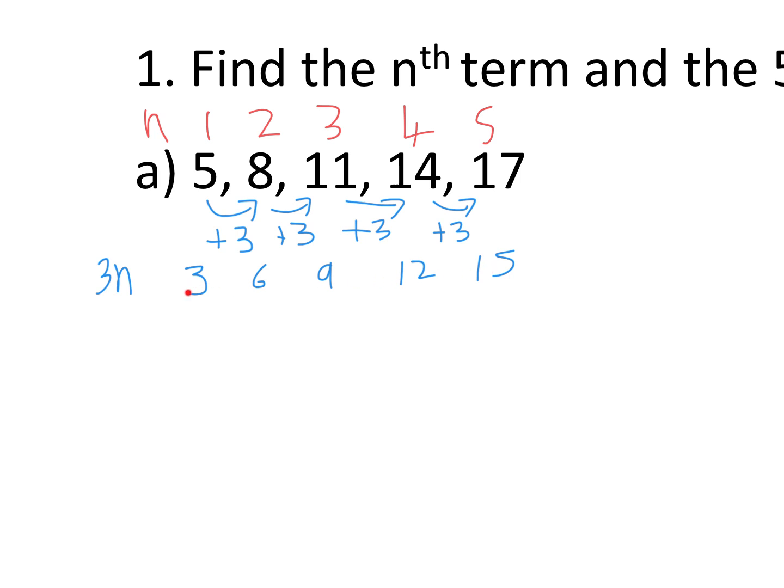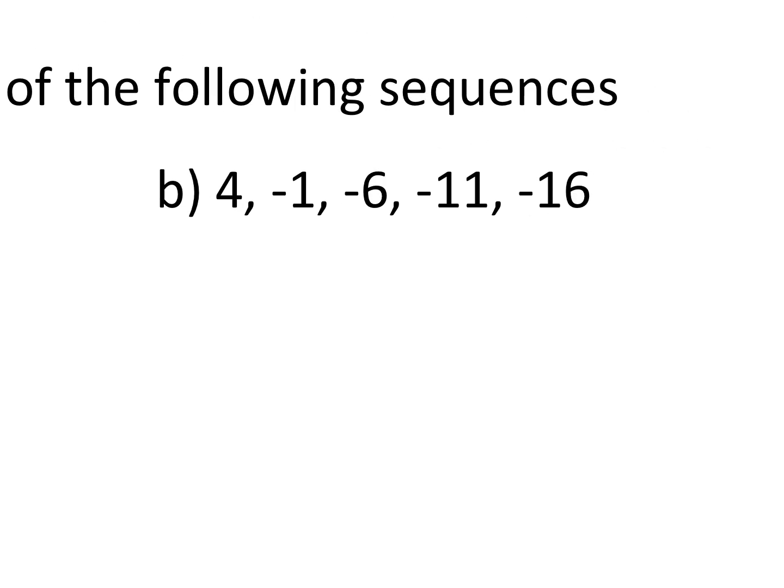If this is 3n, what would this one here be? Well, it's very, very similar because it goes up in threes, just like the 3 times tables, but it is 2 bigger. Every term is 2 bigger than the 3 times tables. So this sequence would be the 3 times tables plus 2 more, 3n plus 2. Part B.